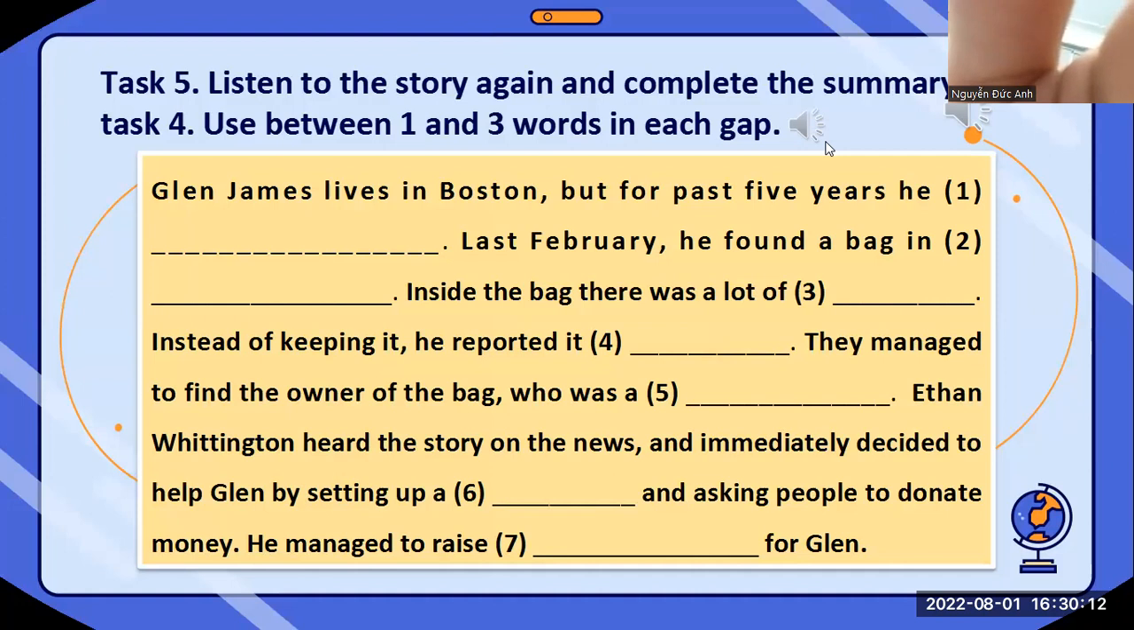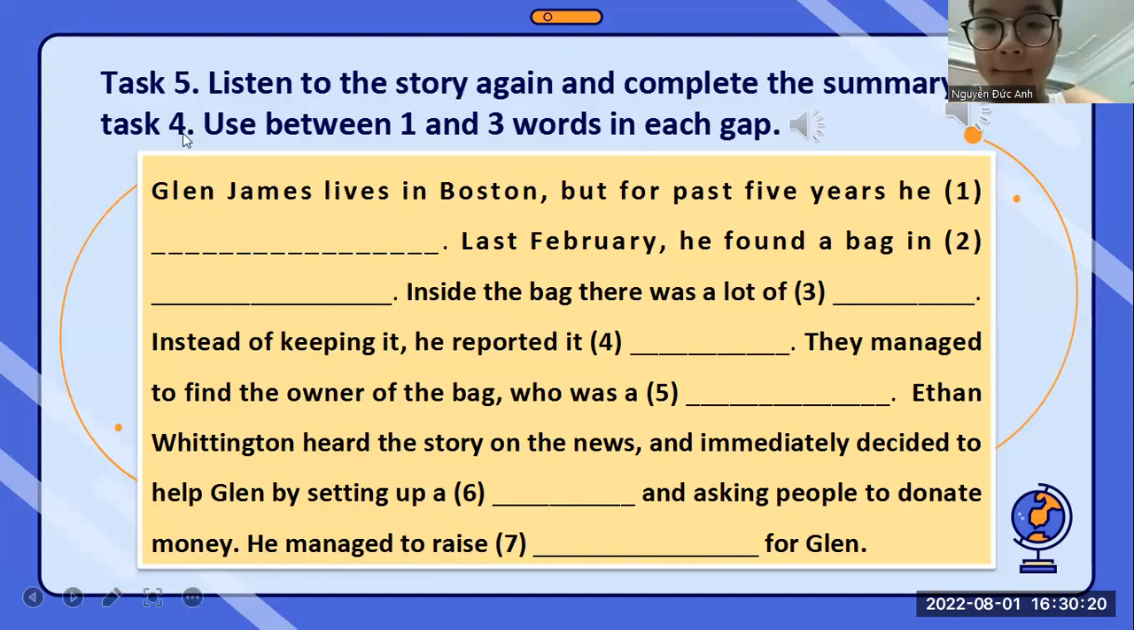Okay, so here it is. I want you to listen carefully and write the answer from numbers 1 to 7.